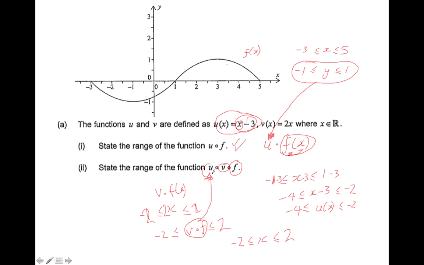And then we do it again. The u function is take the inputs and subtract 3 from them. And so when we subtract 3 here, and here, and here, that's -5 is less than or equal to u of v of f, which is less than or equal to 2 subtract 3, which is -1. There are other ways you can do it, but I think that's the easiest way.